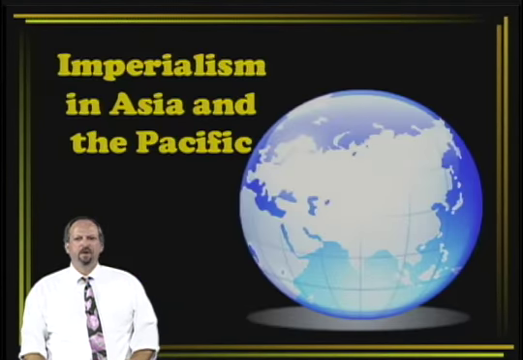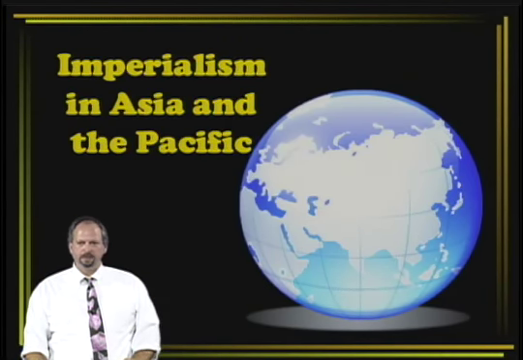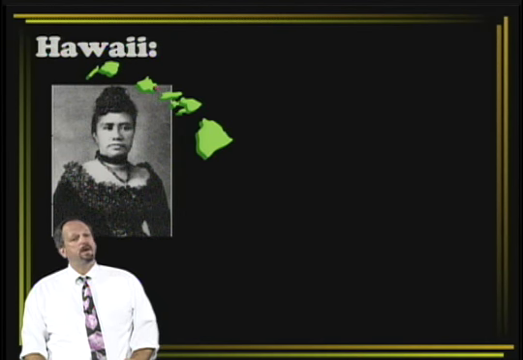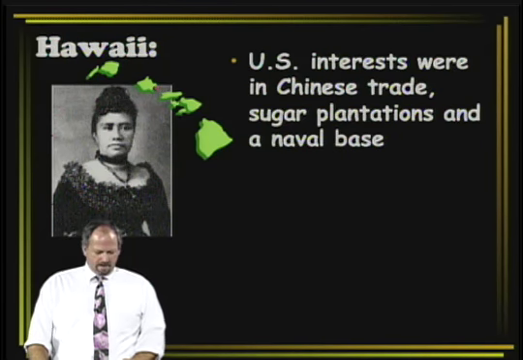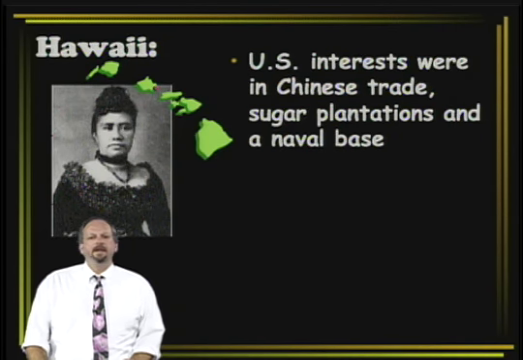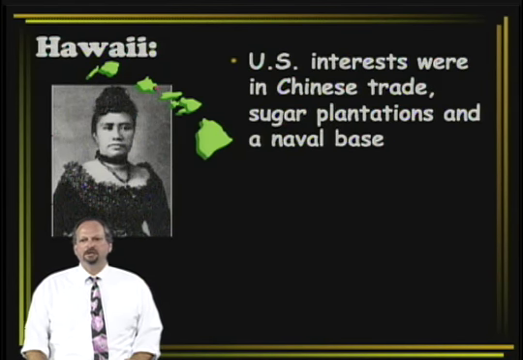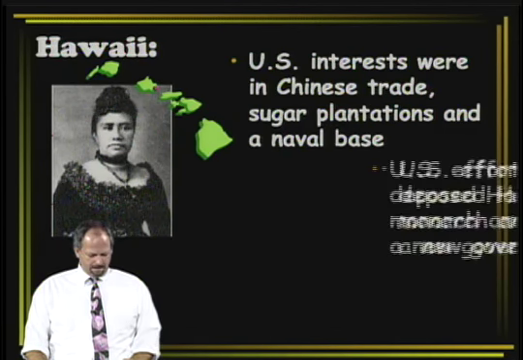Moving across the world, we find Asia and the Pacific, also areas of interest for the United States. After all, we have two oceans along our shores. The first area of interest we want to focus on is Hawaii. American interests in Hawaii dealt with things like Chinese trade. This would be an excellent island halfway across the Pacific Ocean to stop en route to China. Also, Americans had sugar plantations and also the desire for a U.S. naval base to center our naval actions in the Pacific area.